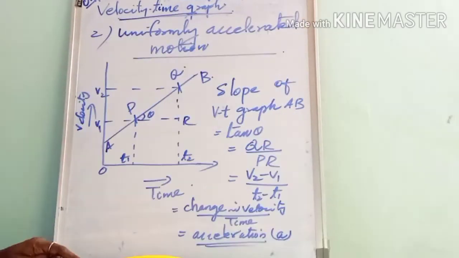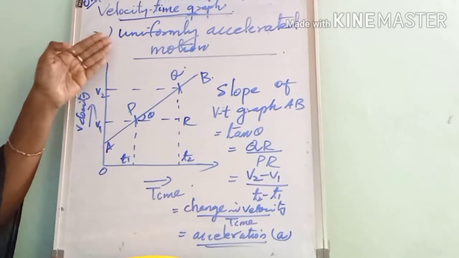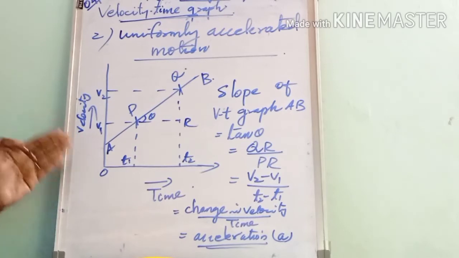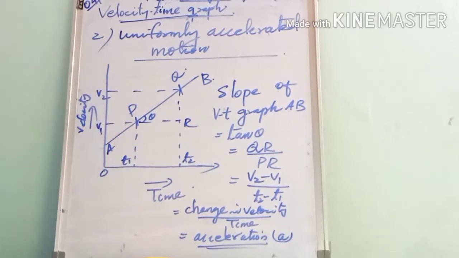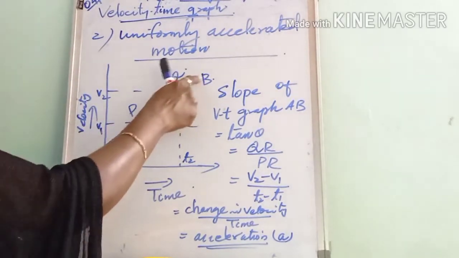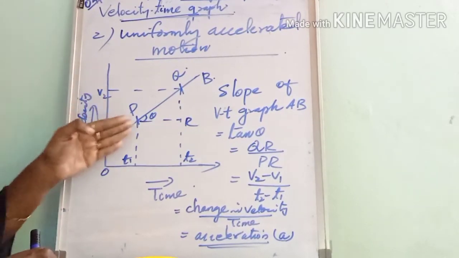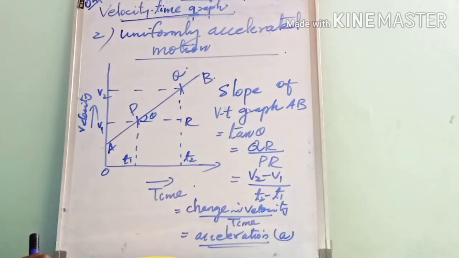And the second is uniformly accelerated motion. Consider the velocity time graph for an object which is in uniformly accelerated motion. Here the graph AB represents the velocity time graph for uniformly accelerated motion.